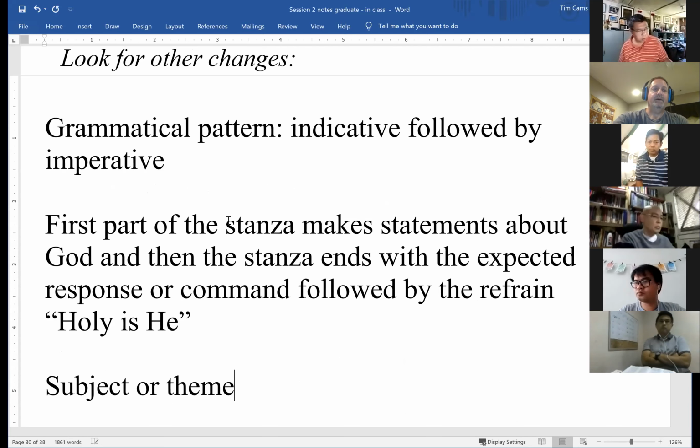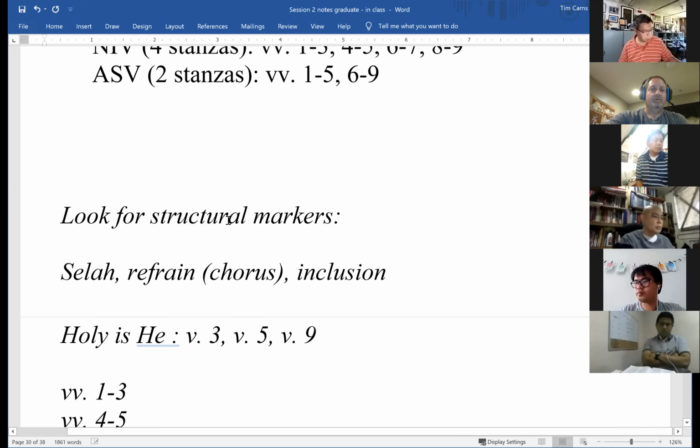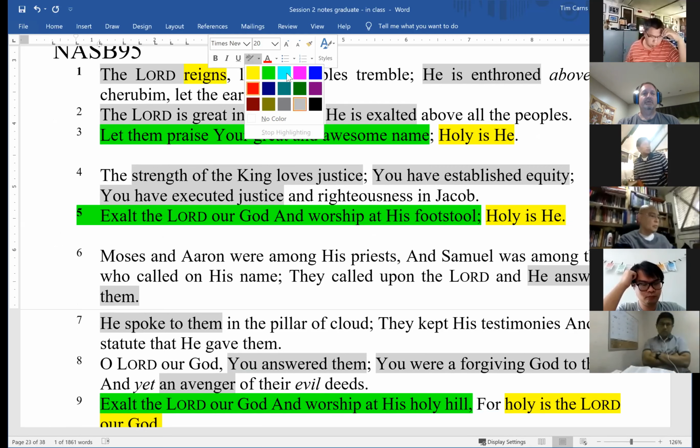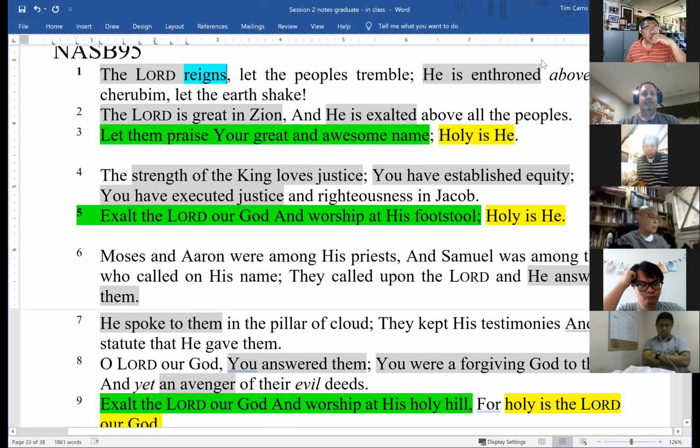Let's go back. As we look at each of these stanzas that we've identified, notice something here. Let me just point out to you, let's use this color. Okay, what idea do we see repeated in this first stanza, verses 1 to 3? By those repeated words.